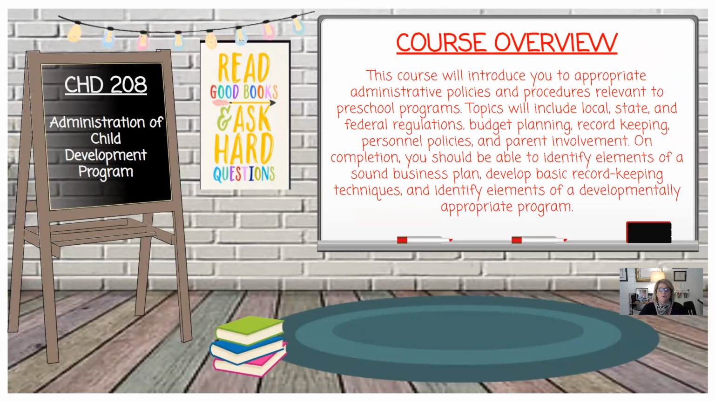CHD 208 is going to introduce you to appropriate administrative policies and procedures that go along with preschool programs. We're going to talk about local, state, and federal regulations. We're going to talk about budget planning, record keeping, personnel policies, and parental involvement. And when you finish this course, you should be able to identify elements of a very sound business plan, develop basic record keeping techniques, and identify elements of a developmentally appropriate program.